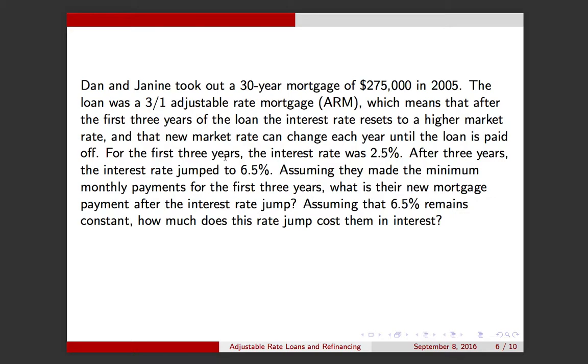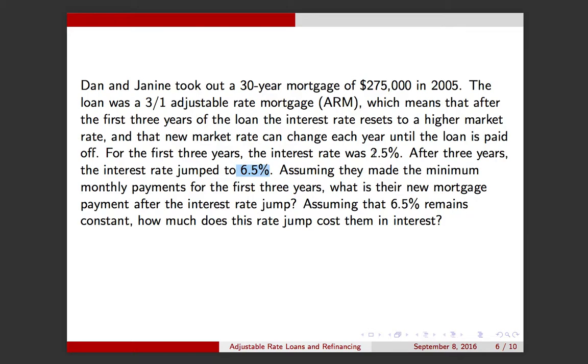After the first 3 years, the bank can change your interest rate if they want to. They can change it to more market rates. So what happens in this kind of scenario usually is this 2.5% is like a promotional interest rate. It's low. And so then after the promotional time expires, the rate resets to something that's more market rate, something that most people are getting. So your promotional rate expires. So that's what's going to happen to Dan and Janine here.